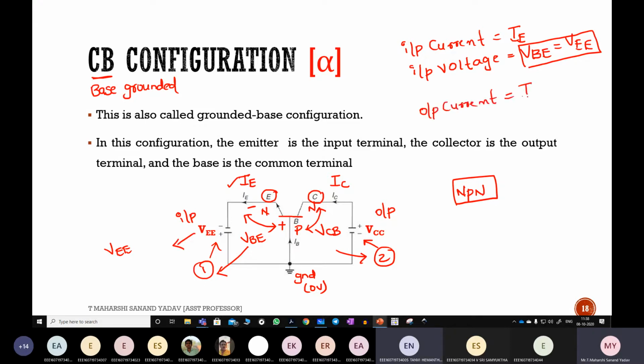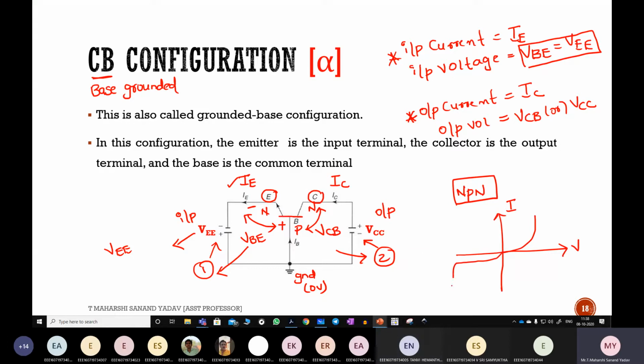Next, what about output current? Output current is IC. Next, output voltage? VCB or VCC. So these two notations are very important. Now based on these notations, we'll try to draw the VI characteristics, like how you have drawn the voltage versus current characteristics for a PN diode. In the same manner, we'll get this kind of graph for BJT also. This is the breakdown point.